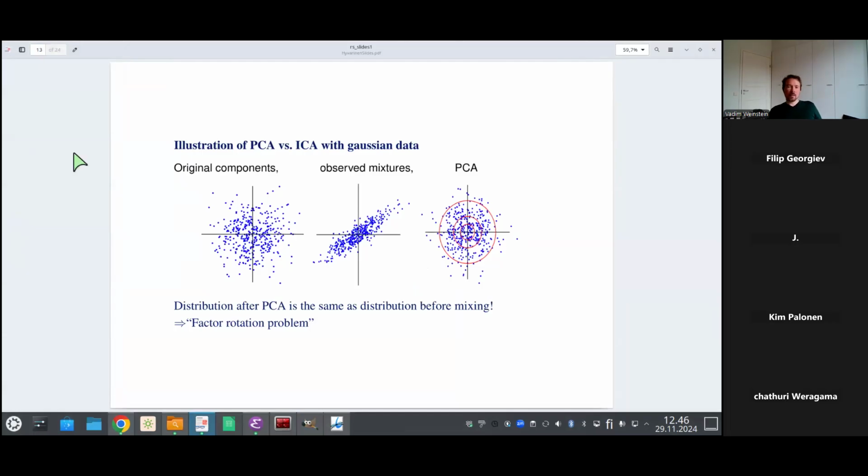If the original sources are Gaussian already, then there's nothing you can do, because if you sum up Gaussian distributions, they're still Gaussian. The excess kurtosis is 0 in both the original variables and the new variables. You cannot separate them.